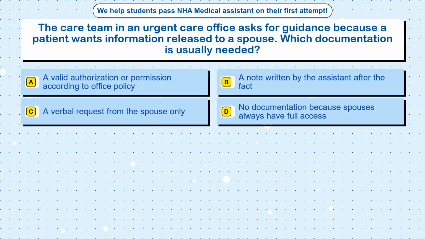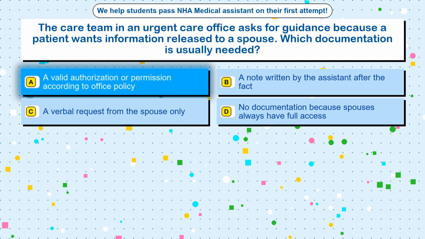Question 82. The care team in an urgent care office asks for guidance because a patient wants information released to a spouse. Which documentation is usually needed? Option A. A valid authorization or permission according to office policy. Option B. A note written by the assistant after the fact. Option C. A verbal request from the spouse only. Option D. No documentation because spouses always have full access.